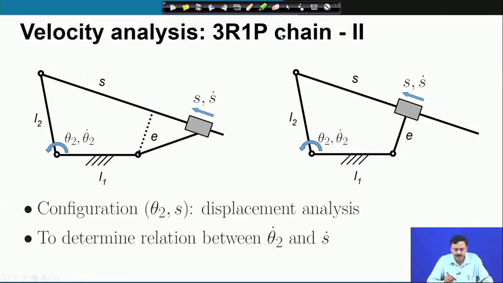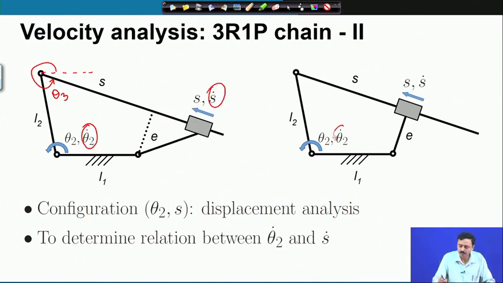So, the configuration of the mechanism is known to us, which means theta 2, S and also this angle theta 3 of course. These are all known to us, theta 2, S, theta 3, from displacement analysis. We have to find out the relation between theta 2 dot and S dot. So, we have to find out this relation.